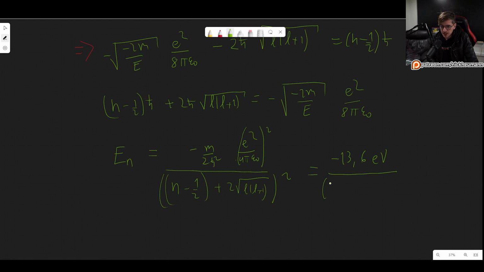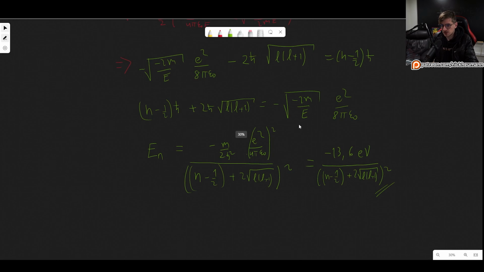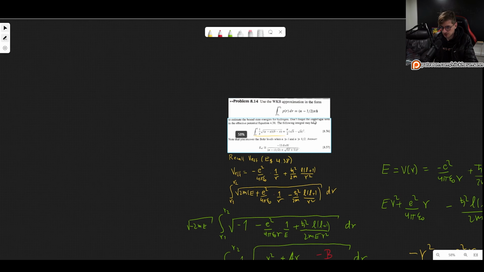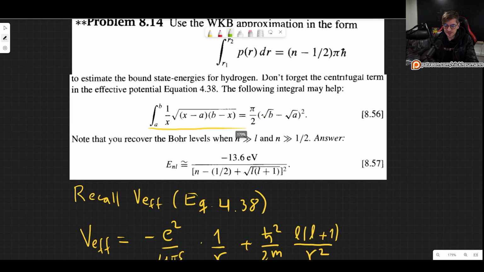Okay, and then we have still n minus 1/2 plus 2 times the square root of l plus 1, squared. So this is our exact result. These are the energy levels using the WKB approximation. However, we still want to check that we actually get the Bohr levels in the case where n is much larger than l and where n is much larger than 1/2.